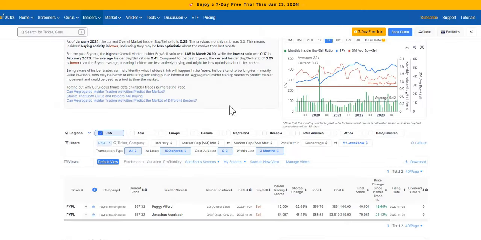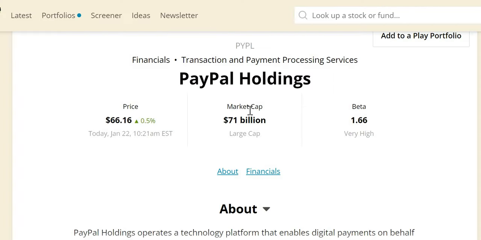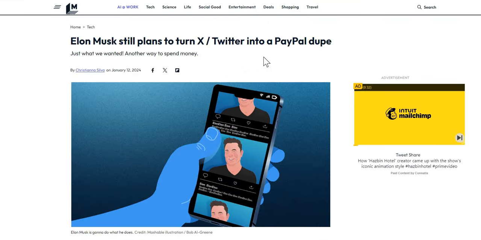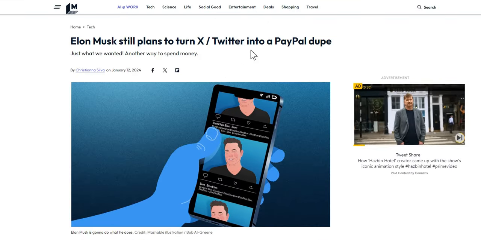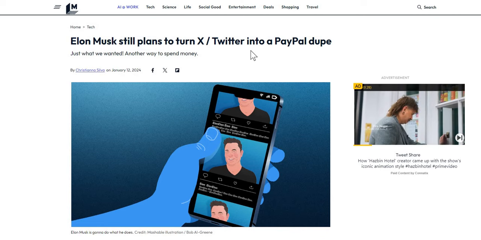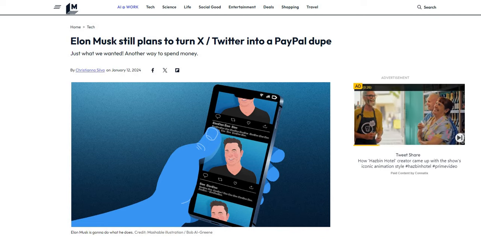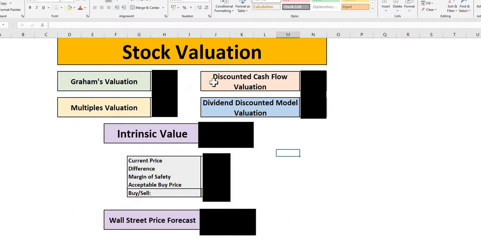We'll take a look at some insider selling that we have seen over the recent months. We'll also take a look at some of their financial metrics. And we will discuss what Elon Musk is planning to do. Are they looking to rival PayPal, or could this be some kind of agreement? And as always, we will put them through our valuation model, getting to what we believe the intrinsic value to be, our acceptable buy price, and see what Wall Street is forecasting as a price target over the next 12 months. So let's jump into the company.